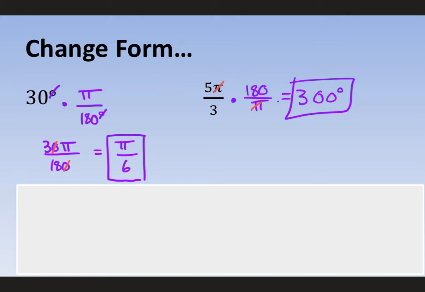All right, so that's converting. If you want to go degrees to radians, you multiply with the degrees on bottom, so the degrees go away. If you want to go radians to degrees, you multiply with the degrees on top, so that way the radians go away. I should put a degree symbol right there, but otherwise that should look good.